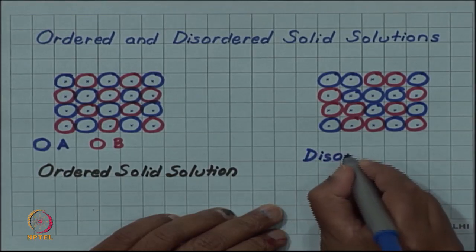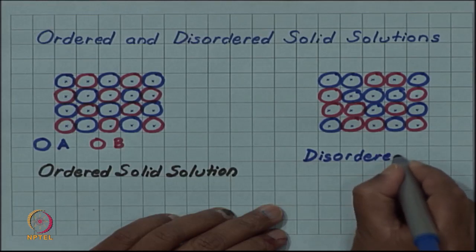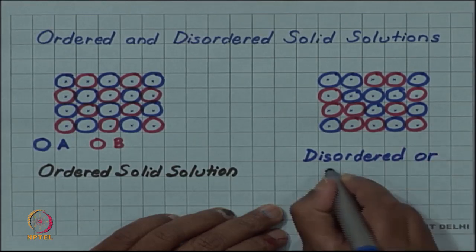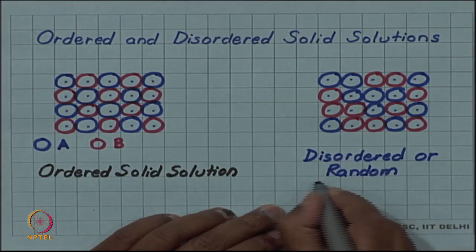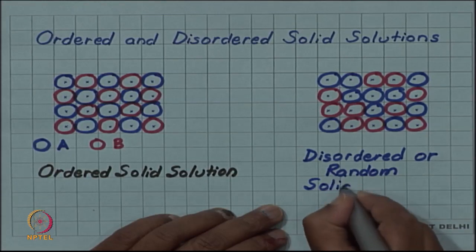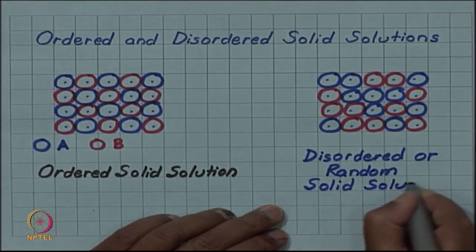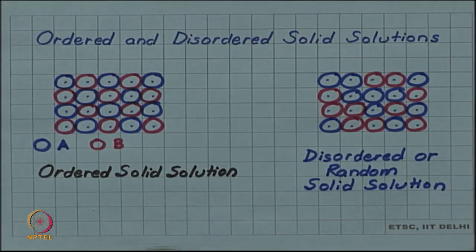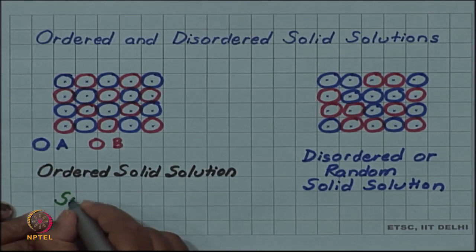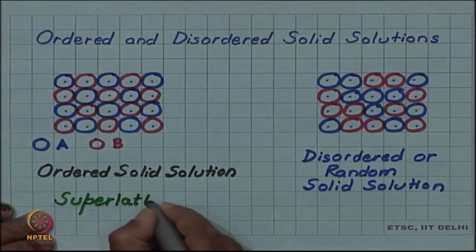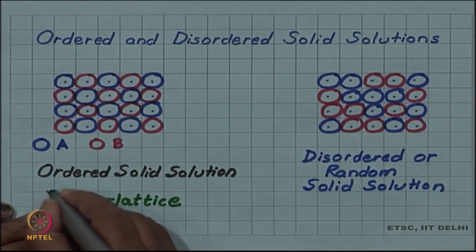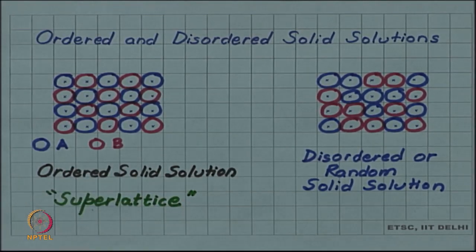So, we will call this disordered, or sometimes also called random, solid solution. Ordered solid solutions sometimes are given a special name, they are also known as super lattices. Another name for ordered solid solution.